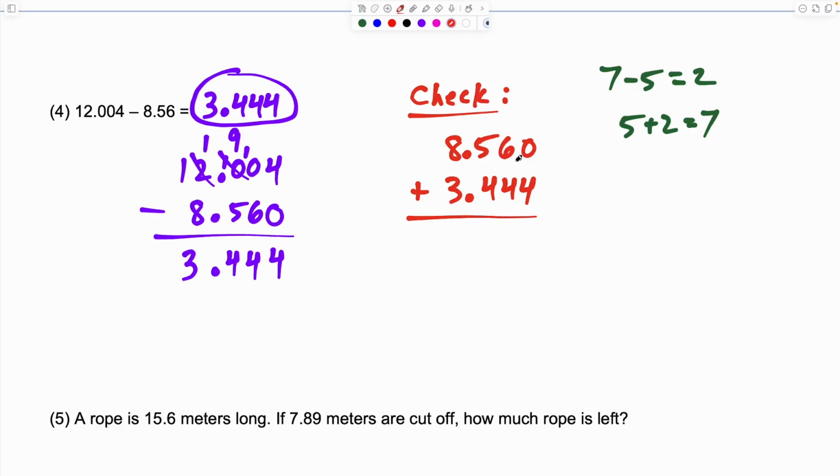So now from here, when we're adding this, 0 plus 4 is 4. And then we have 6 plus 4 is 10. We carry the 1. And then 1 plus 5 is 6. 6 plus 4 is 10. So I get my extra 0, carry the 1. Bring down the decimal. 1 plus 8 is 9. And 9 plus 3 is 12. And you see, we'll just make this a little neater. This brings us back to 12.004. So this solution here is definitely checking out.